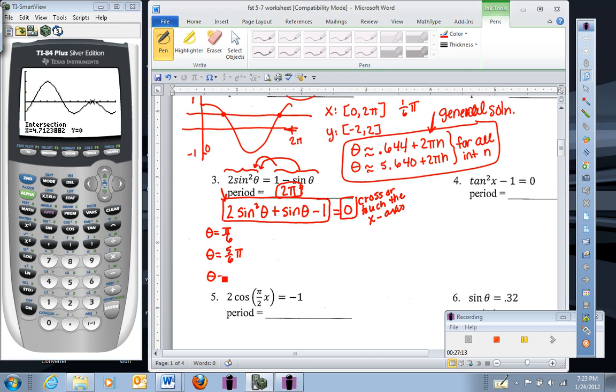And it turns out to be 4.712, which is 3/2 pi. So I have 3 separate exact amounts in radians for the solutions. Okay, and then for each of these I have to say plus 2 pi times n, so the period times n, and then for all integers n, so for every multiple of 2 pi.